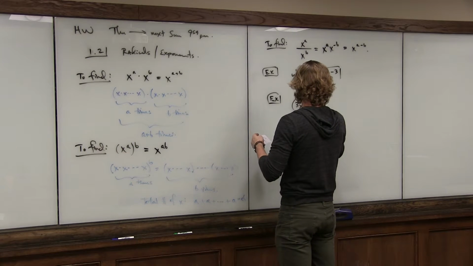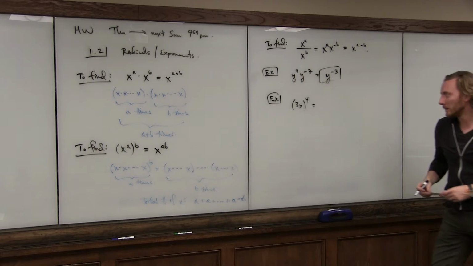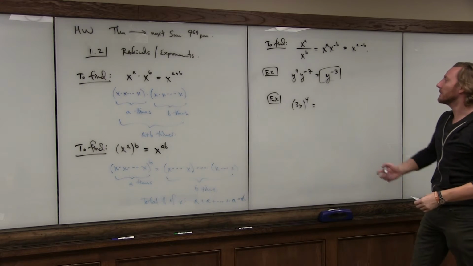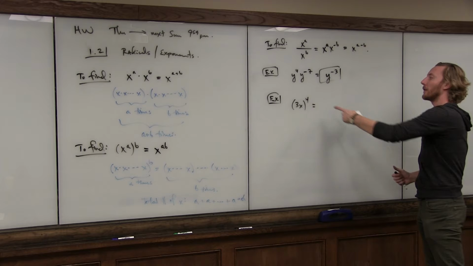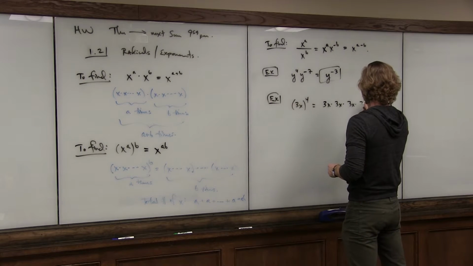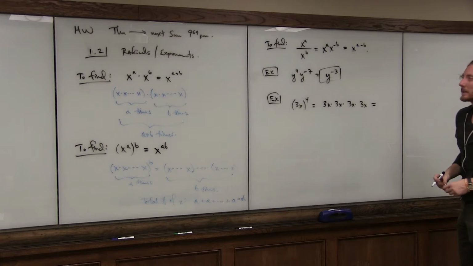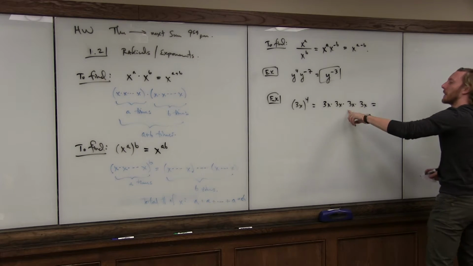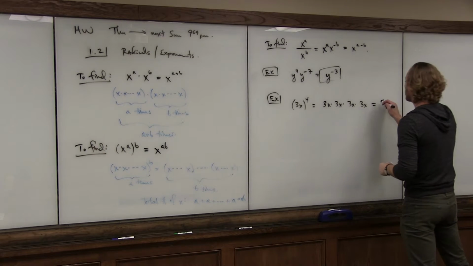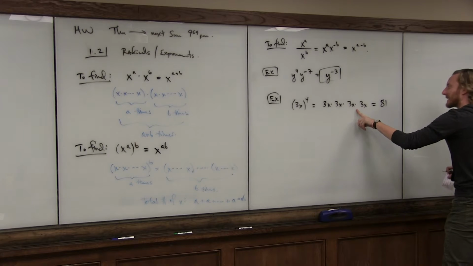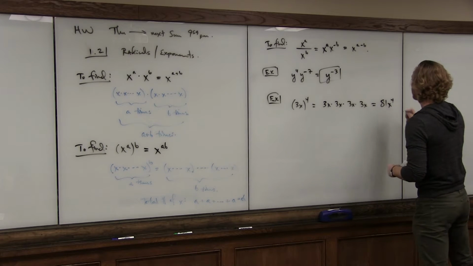What if we had 3x raised to the fourth power? Now here we have to make sense of what this means. This means 3x times itself a total of 4 times. But what is that? Well, 3 is going to be multiplied by 3, is going to be multiplied by 3, is going to be multiplied by 3 to give you 81, and x is going to be multiplied by x, is going to be multiplied by x, is going to be multiplied by x to give you x to the fourth.